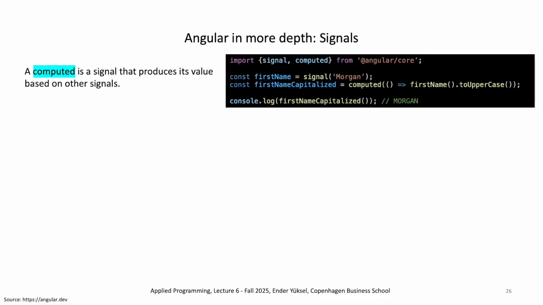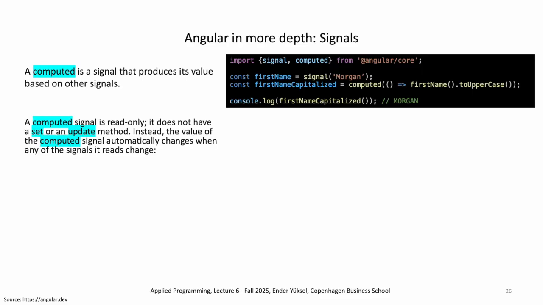Next, we are reading the computed value inside console.log. We call it like a function to get the current computed value, which would be the Morgan in uppercase letters. A computed signal is read-only. It does not have a set or an update method. Instead, the value of the computed signal automatically changes when any of the signals it reads change.